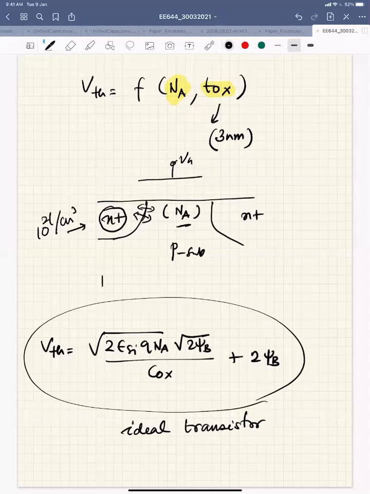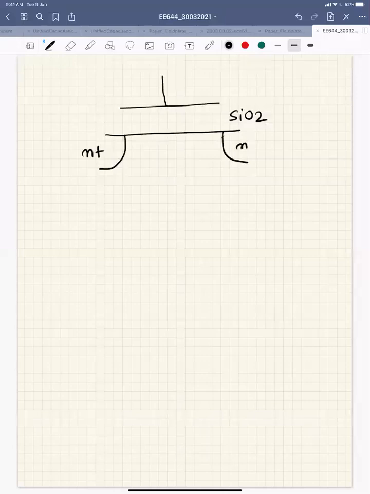Ideal transistor means, let's say this is your gate dielectric, your silicon dioxide, and this is your silicon. If you look at the interface, we are assuming that this silicon dioxide silicon interface is ideal.